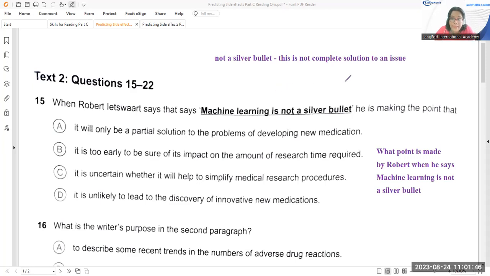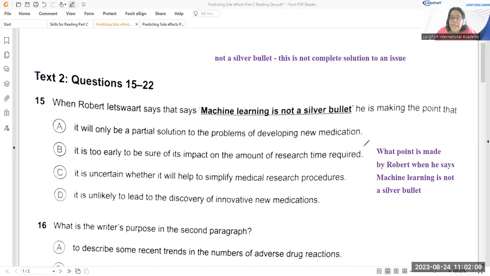Maybe, right? Maybe, can be, but without looking at the other options, we cannot say. So come on, Surya, can you read the next options for me, please? When Robert Lettsworth says that machine learning is not a silver bullet, he is making the point that it is too early to be sure of its impact on the amount of research time required. No, he never said that right now.